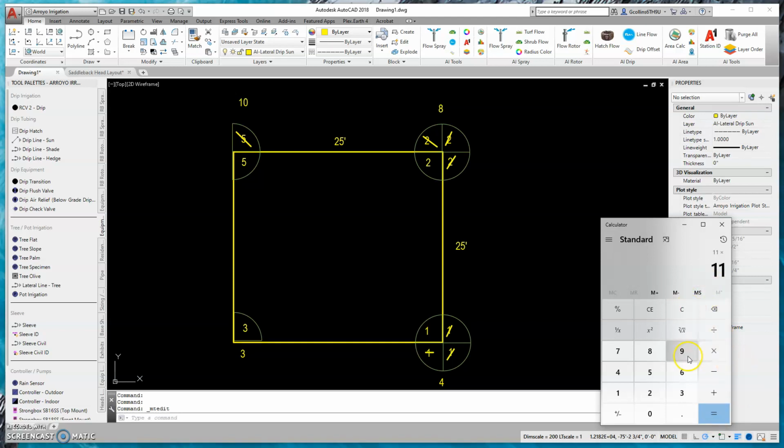I'm going to multiply that by my 96.25. And then I'm going to divide that by my area, which was 625. And it gives me inches per hour of 1.69. And so my precipitation rate for inside this landscape area is 1.69 inches per hour.